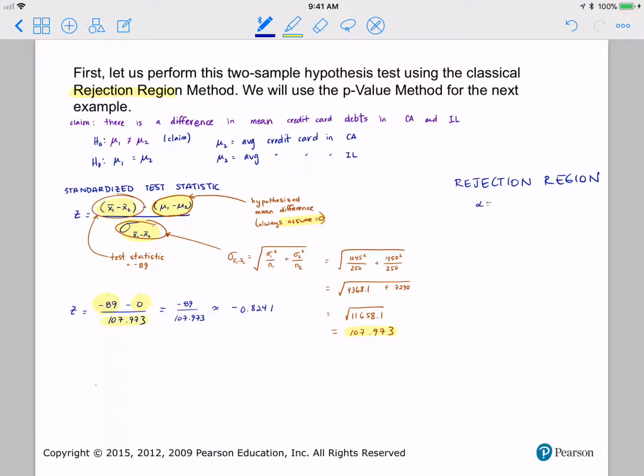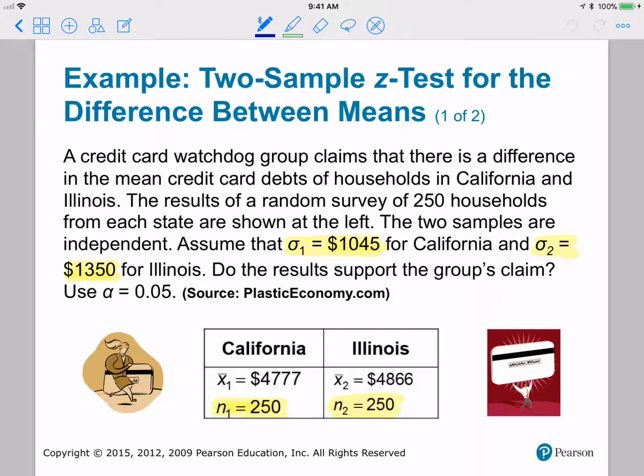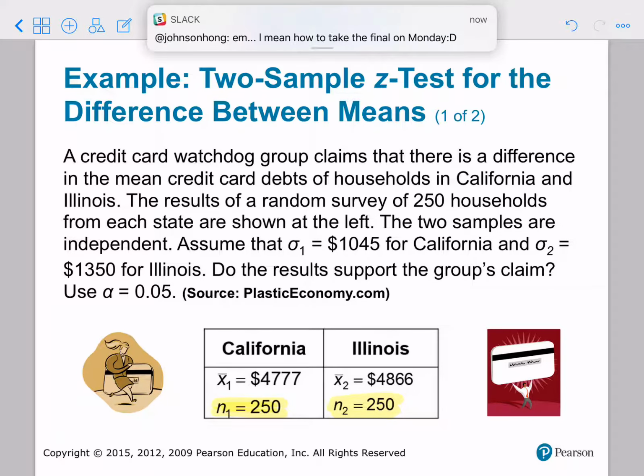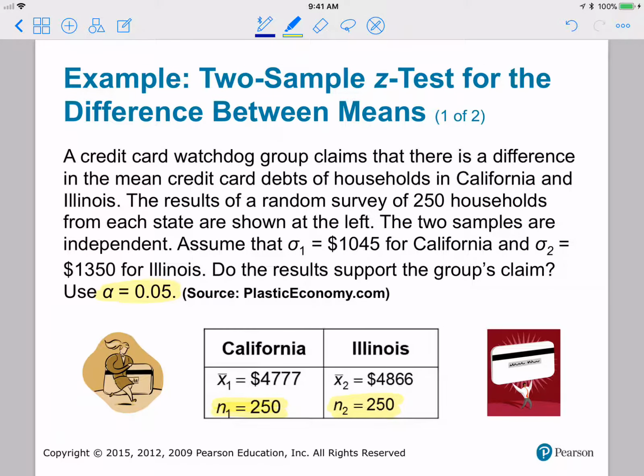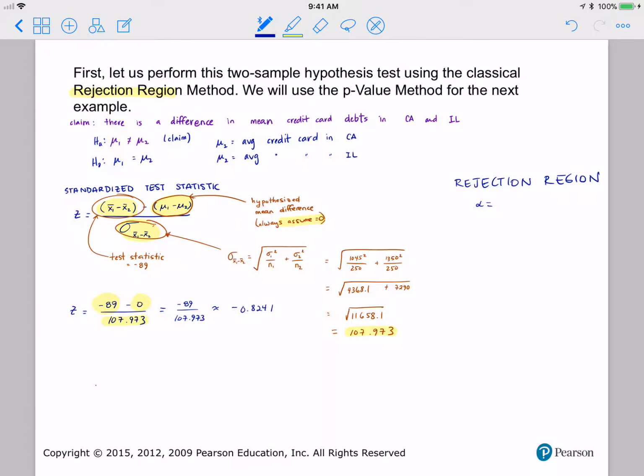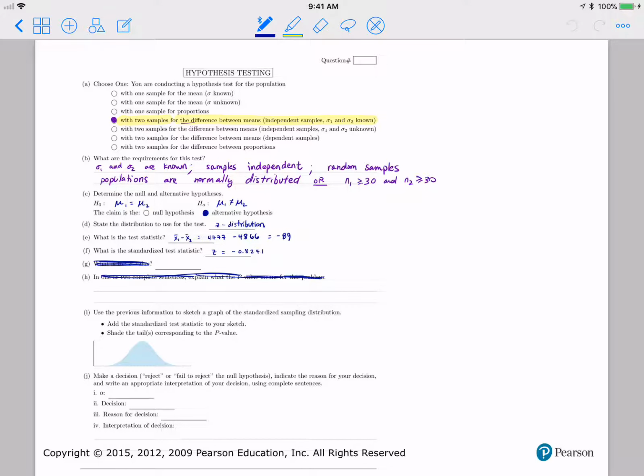So the first thing is that in this problem, alpha is equal to 0.05. So alpha is 5%. And what type of test are we doing? Are we doing a left-tailed, right-tailed, two-tailed? I'd look here at my alternative hypothesis. And because the structure of the alternative hypothesis is not equals, that means we're going to have a two-tailed hypothesis test.